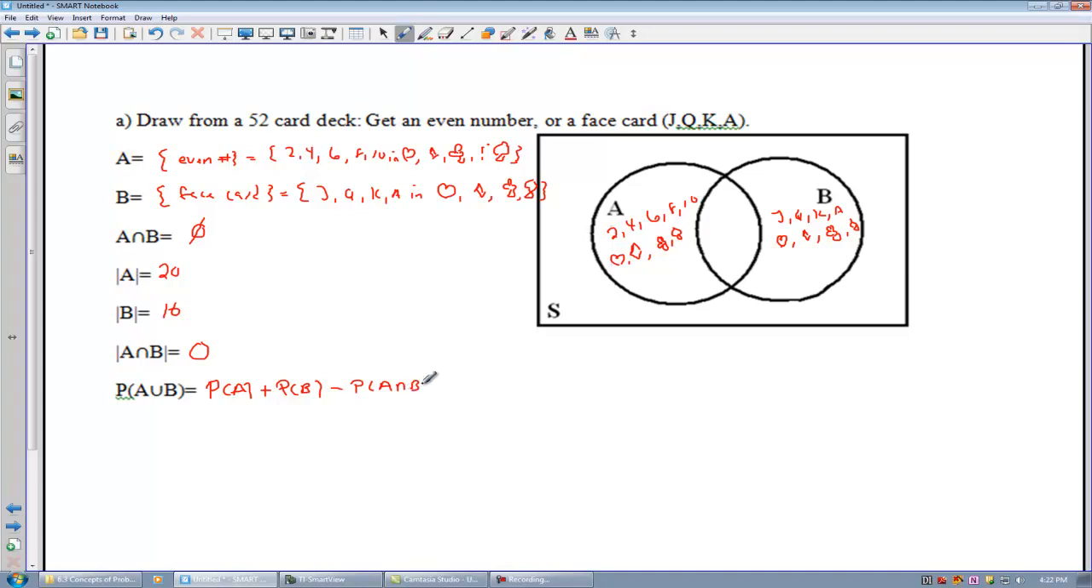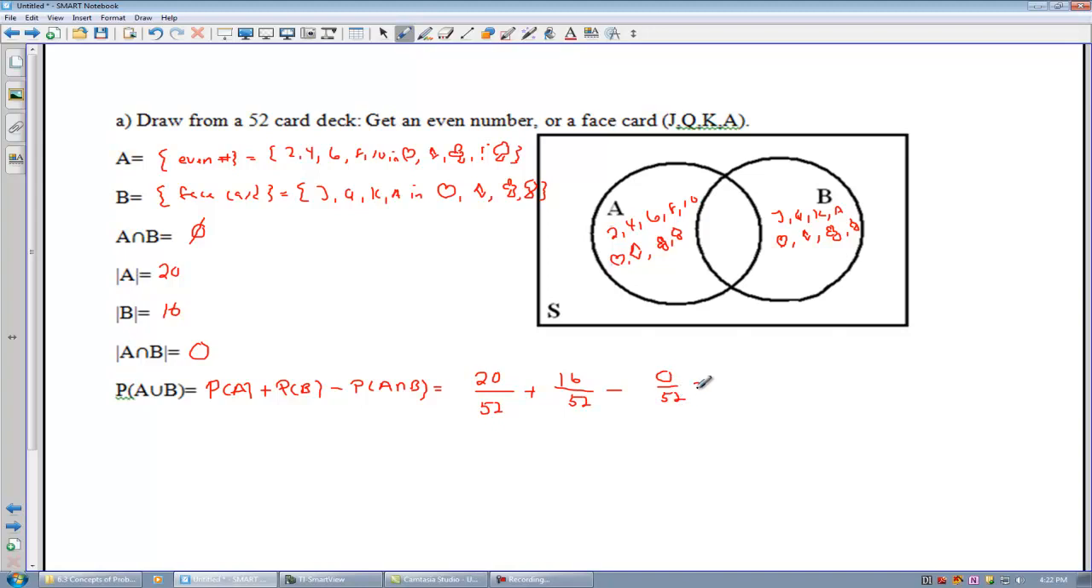So we might as well just do it. Whenever we're computing the union, we can just think, oh, take the probability of A plus the probability of B minus the probability of the intersection. And so the probability of A, well, it's the number of things in A, so that's 20, divided by the total number of things in my sample space, which is 52 cards, plus the probability of B. I have 16 things in B, divided by, again, 52 cards. And of course, minus how many things are in the intersection, 0 divided by 52.